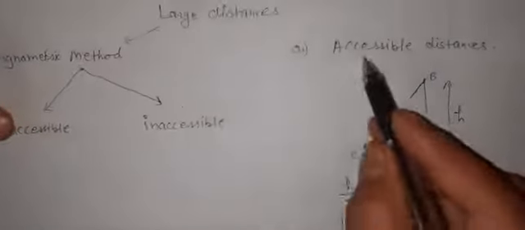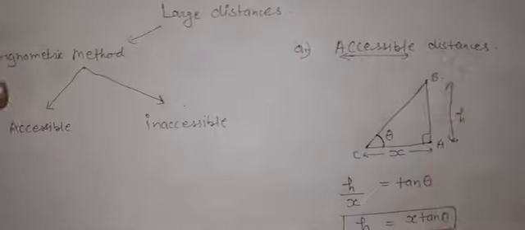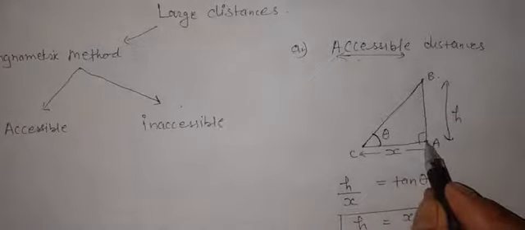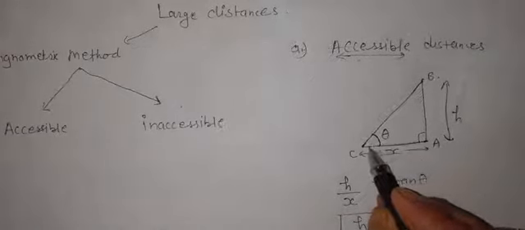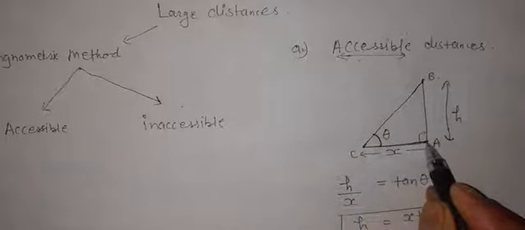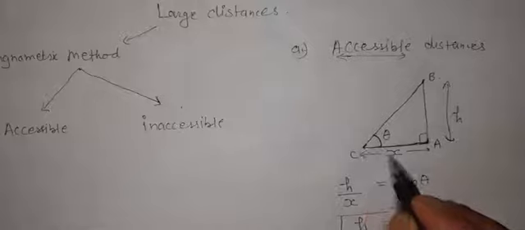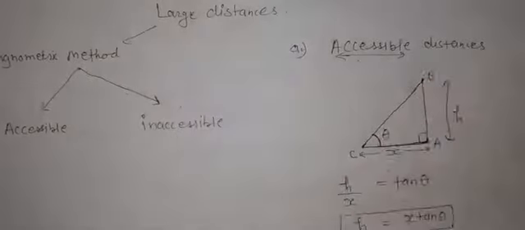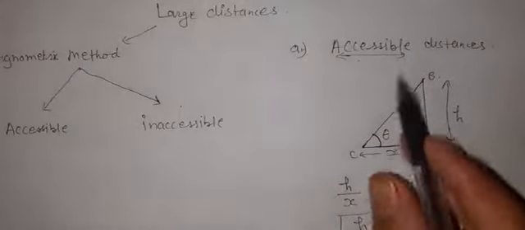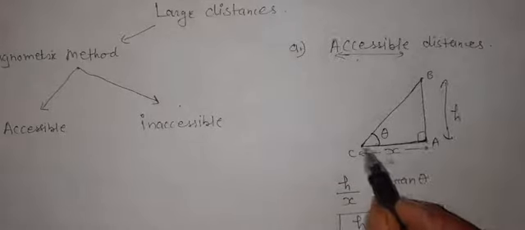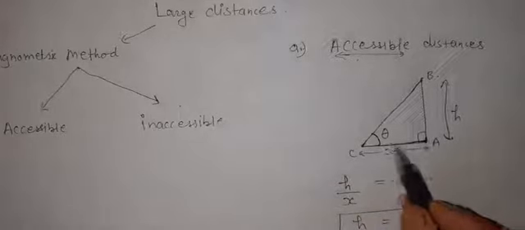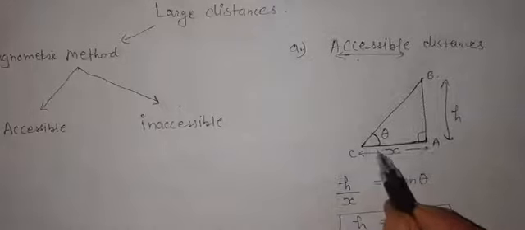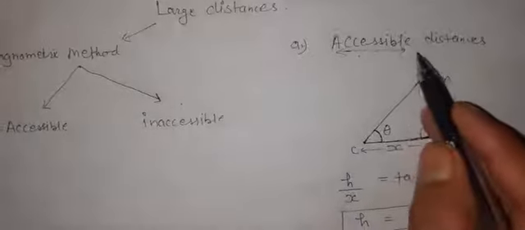Now why is it said to be accessible? Because you were able to measure the distance between A and C. You were able to move a known distance from A to C. Therefore this is said to be an accessible distance. Once again, why is it accessible? Because you are capable of measuring the separation between A and C, which you moved on the ground. Therefore it becomes accessible.